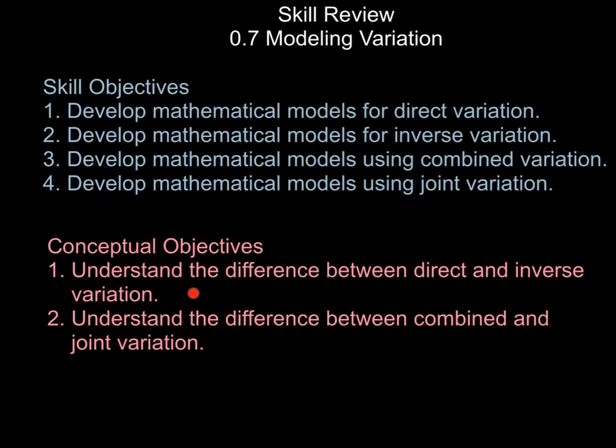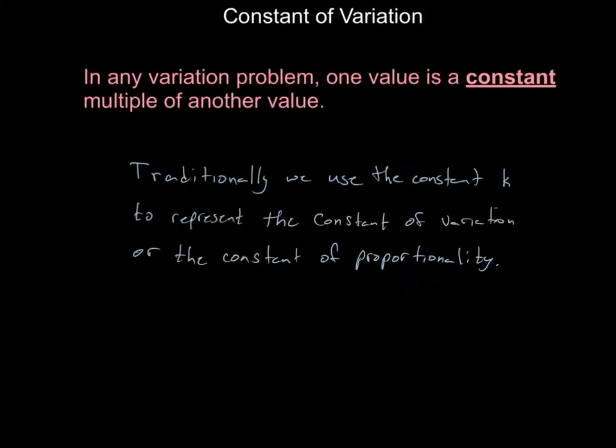Conceptual objectives: understand the difference between direct and inverse variation, and understand the difference between combined and joint variation. The one thing to remember with any variation problem is that one value is going to be a constant multiple of another value. So as one gets bigger, the other is getting bigger, or as one gets bigger, the other is getting smaller.